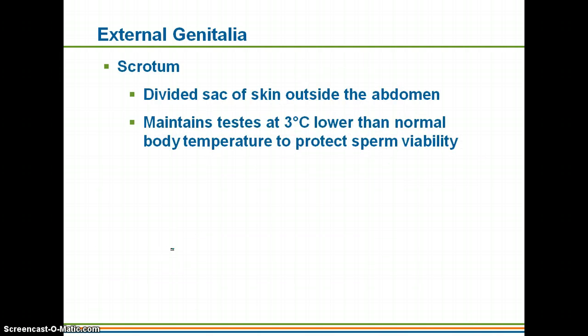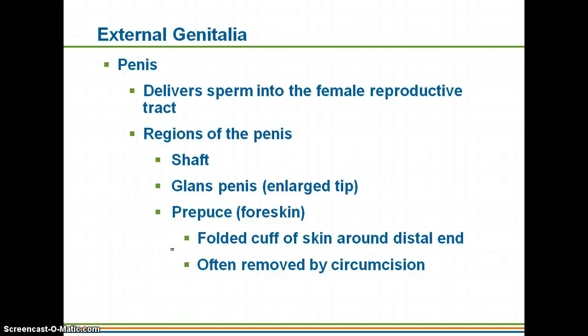We talked about the scrotum. Basically, it allows the testes to remain at the correct temperature, so that the sperm stay alive. And then the penis is the copulation structure for males. It does deliver sperm into the female reproductive system. It has different regions: the shaft, the glans penis, and the prepuce. The prepuce is the foreskin, and this is what is removed during a circumcision.